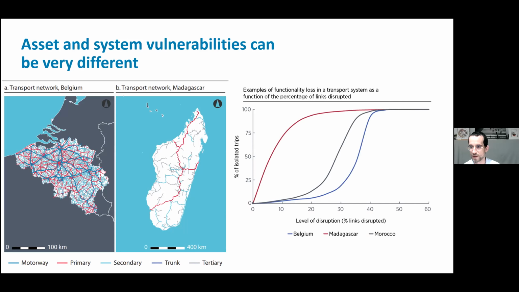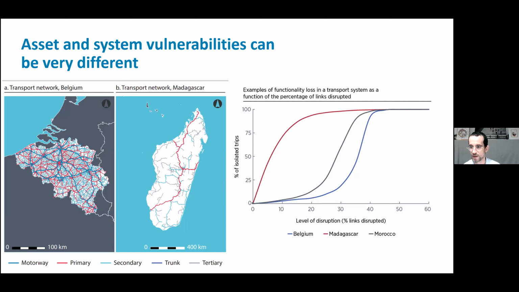in countries. So assume that you have 5% or 10% of the roads being cut at one point in time in a country. We looked at what it would do to the functioning of the system in terms of isolating places. And the blue line is for Belgium. In Belgium, you can destroy 20% of the roads, and you only lose maybe 2, 3, 5% of your system ability to transport people and goods. In Madagascar, if you remove 10% of the roads, you have lost 70% of your system.